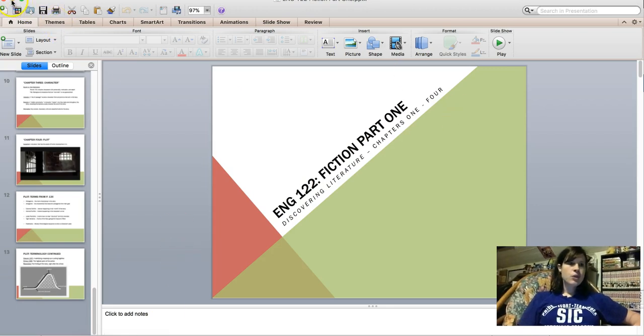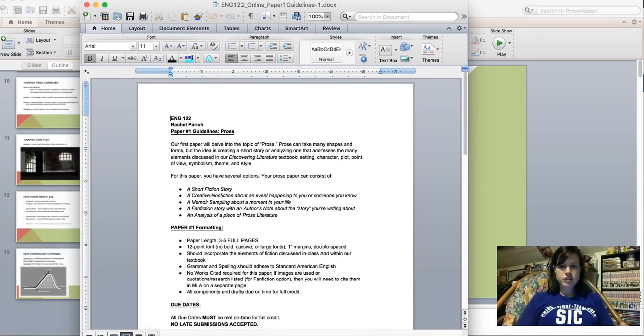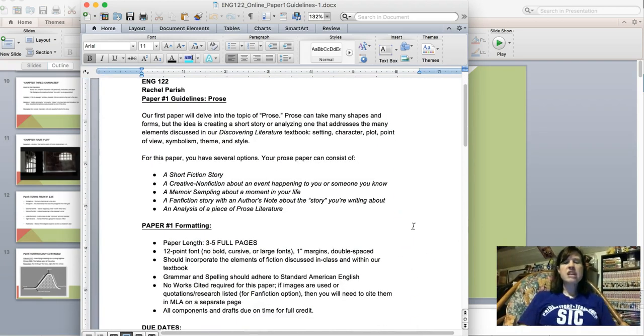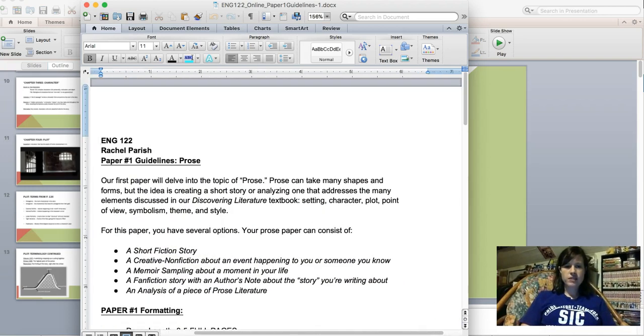I do want to show you all a few things. One is our paper 1 guidelines. I'm going to try to zoom in on this a little bit. So, paper 1, one of your assignments for week 2, is to come up with a thesis statement, or basically the topic of paper 1. So you've got several options. I'm going to zoom in even more.